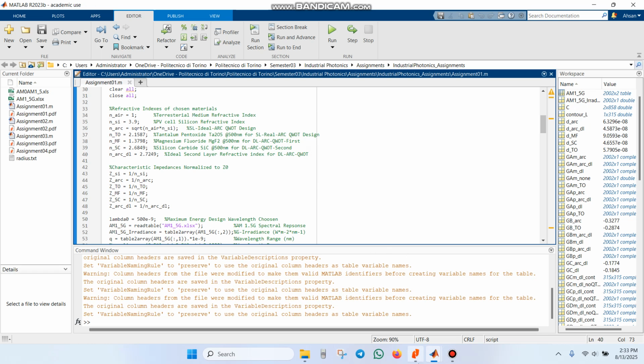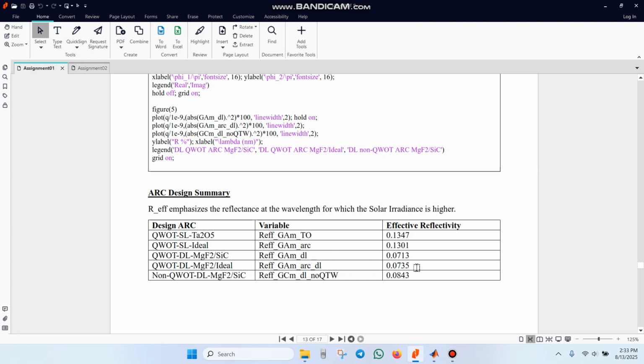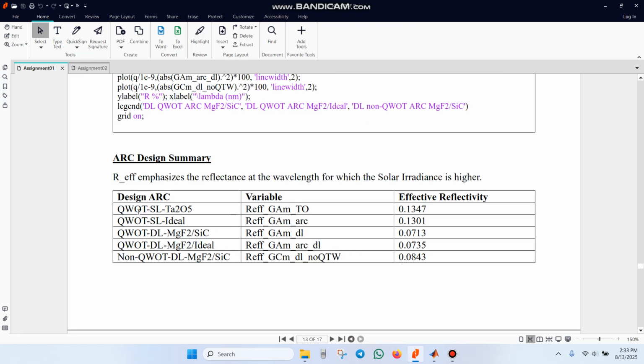for anti-reflection coating. Right. Quickly summarizing all that we've done. So we can clearly see the various designs of ARCs that we have. The first one was the quarter wave optical thickness single layered with the tantalum pentoxide as well as an ideal, and both of them pretty much offer the same effective reflectivity, but you can clearly see for ideal design it's much lower. And then for the quarter wave optical thickness double layer silicon carbide and magnesium fluoride design, it's quite lower compared to the single layer, and similarly the ideal is even lower.